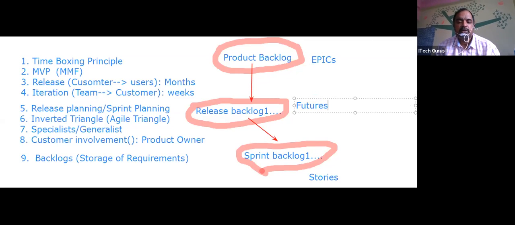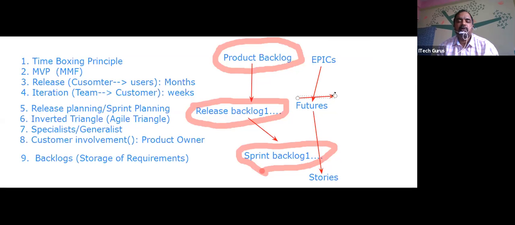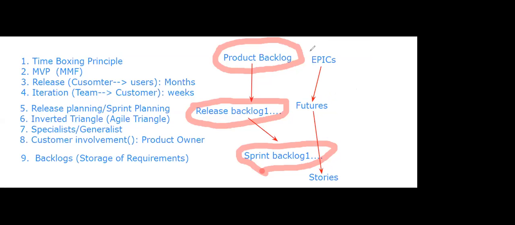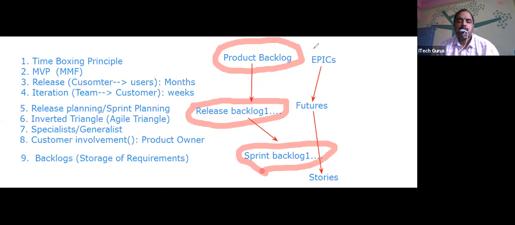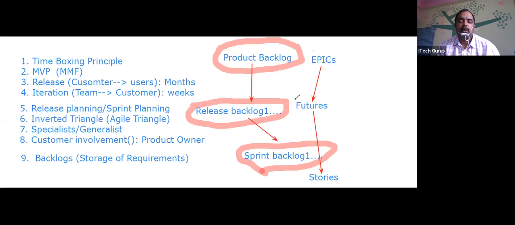Features. So features are divided into stories. So you need to understand this. Epics are divided into features, and features are divided into stories. Is it features, spelled FEA? Yes, it's features. So epics are divided into features, and features are divided into stories.